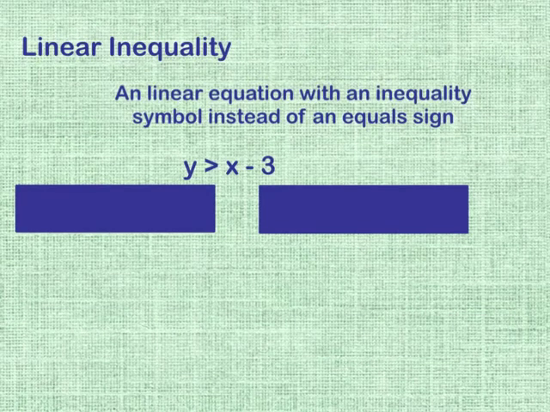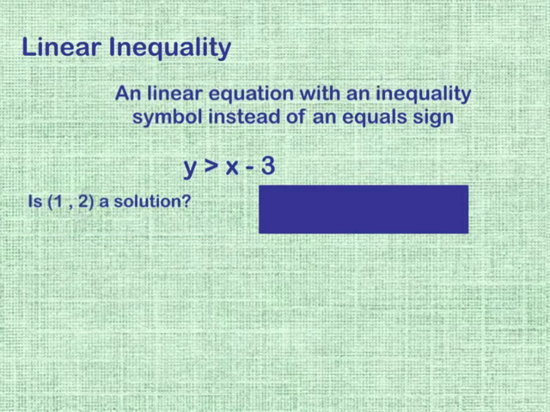So a linear inequality is a linear equation, so that's an equation that has two variables, usually a y and an x. But in the equation, it's going to have an inequality symbol instead of an equal sign. So remember, our inequality symbols are greater than, less than, greater than or equal to, or less than or equal to.